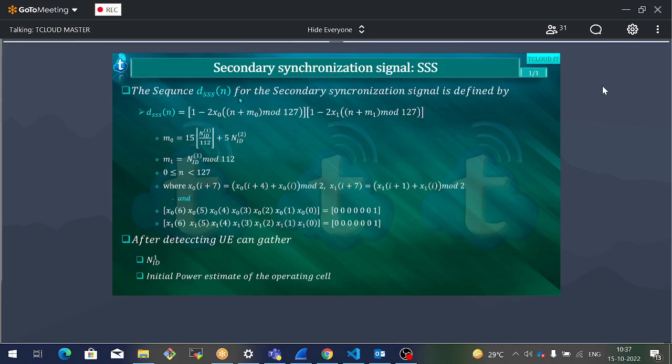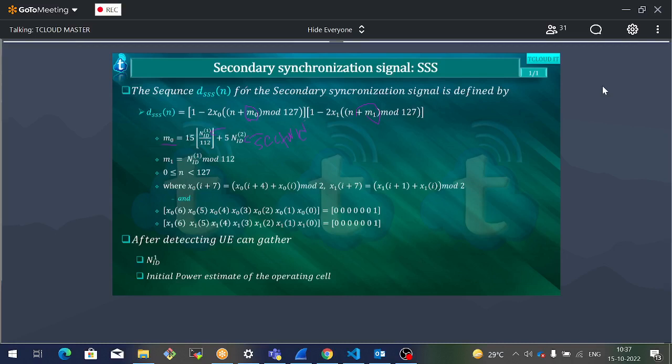How is the SSS generated? It is generated with the X0 sequence and X1 sequence. In turn, the X0 sequence and X1 sequence are based on M0 and M1, which have been derived here. Now, M0 contains two factors, NID1 and NID2. NID2 is the sector ID that goes in as one of the inputs.